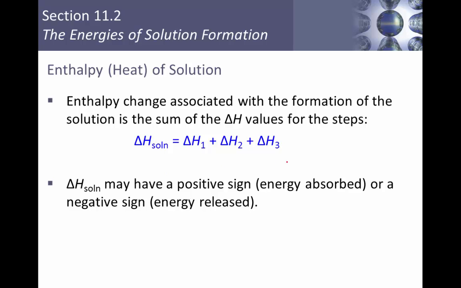So adding the steps' delta H's together gives you the overall delta H for the solution, and it could be positive or it could be negative. And positive delta H's, of course, show instability or a raise in enthalpy, and so those solutions tend not to form, whereas negative delta H's show a greater stability, the lowering of enthalpy, and those solutions tend to form. They tend to mix.